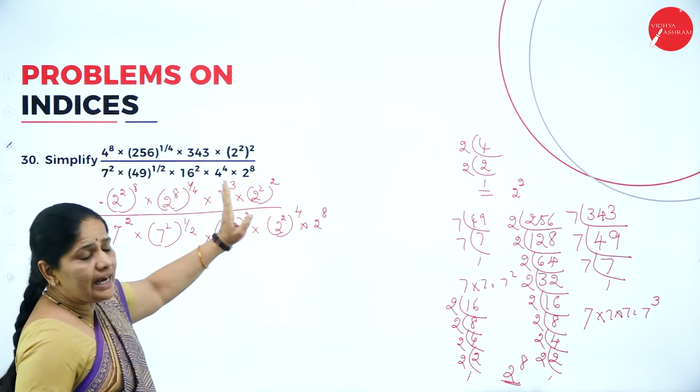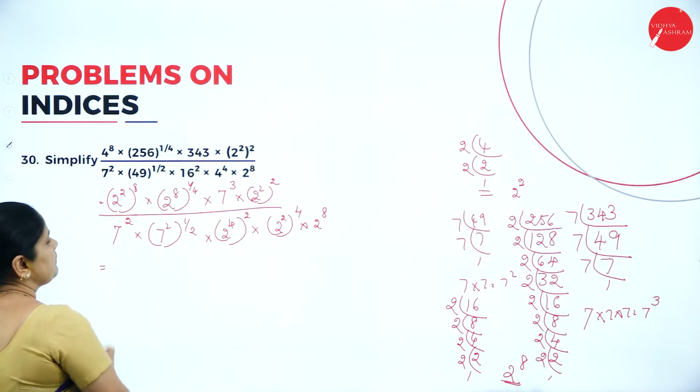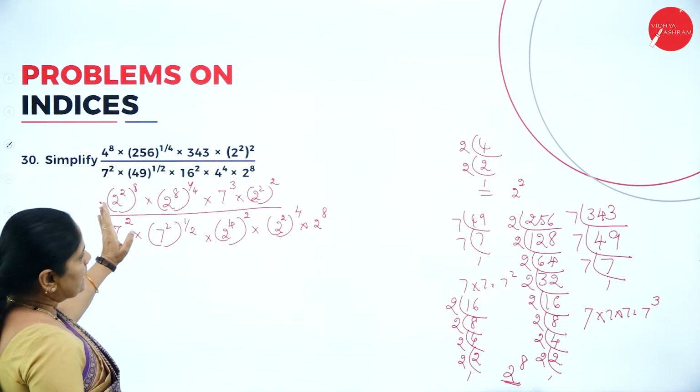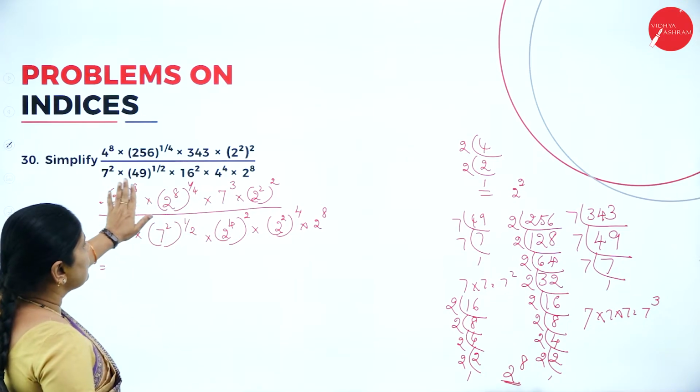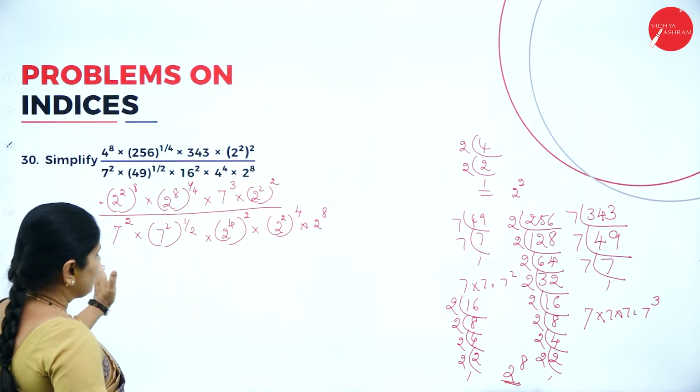So now I will apply the theory of indices. So we can have the laws of indices here. What I'll do is I will segregate all the 2 numbers. All those bases which are 2, I will write on one side.